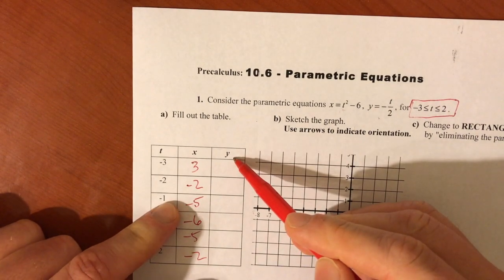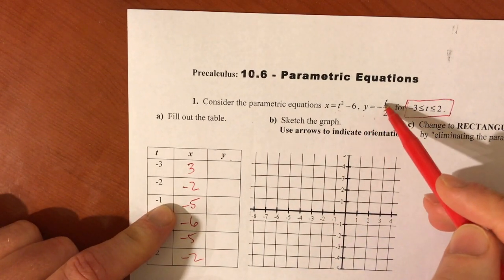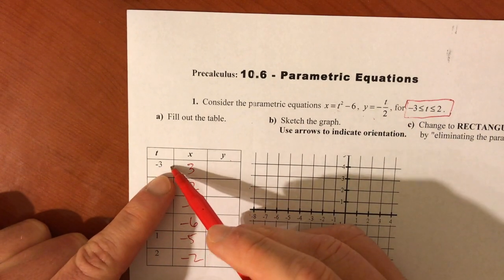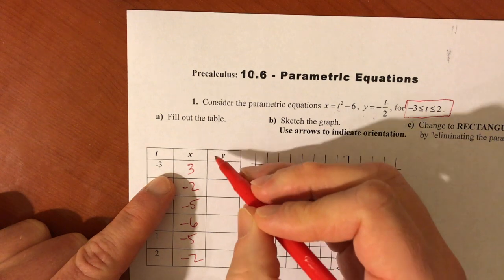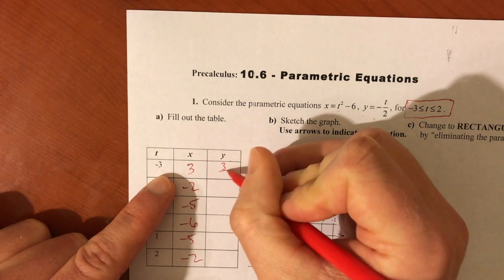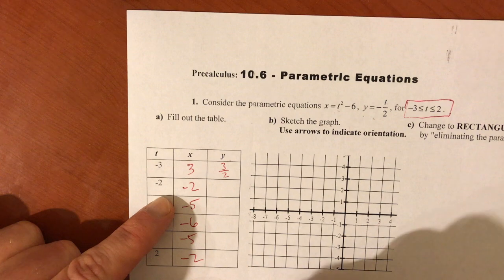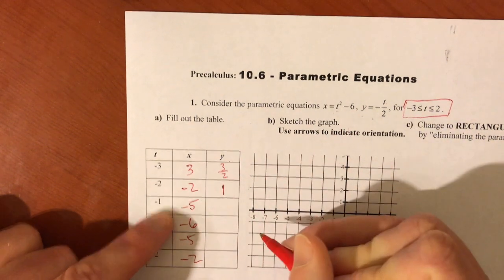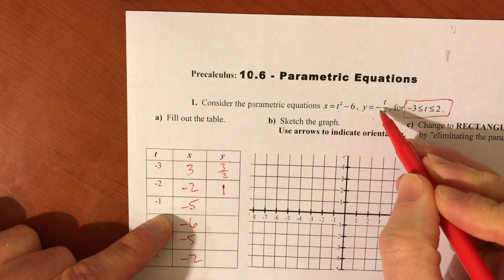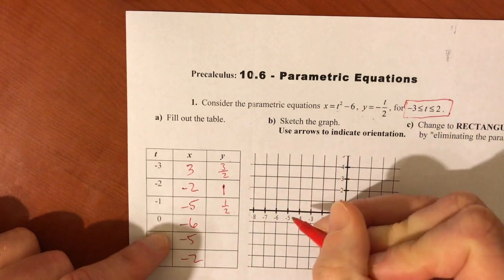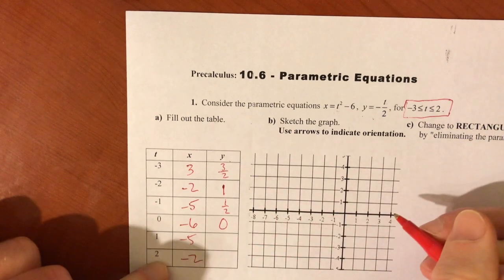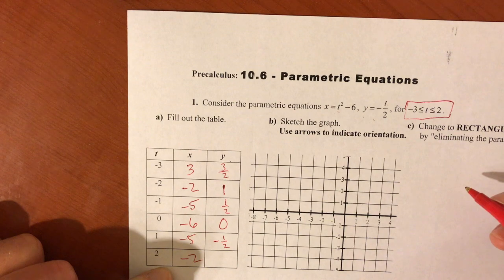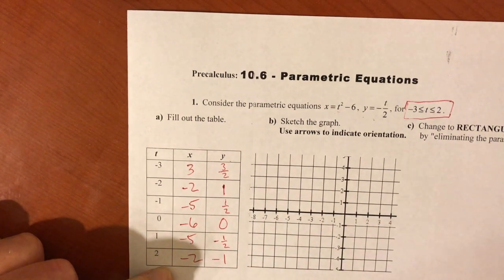For our y coordinates, y is defined as always being -t divided by 2. So when t is -3, y is going to be -3 over -2, or +3 halves, or 1.5 if you prefer. -2 will be +2 over 2, which is +1. -1 will be +1 half, or 0.5. 0 will give you 0. 1 will give you -1 half. And 2 will give you -2 divided by 2, which is -1.